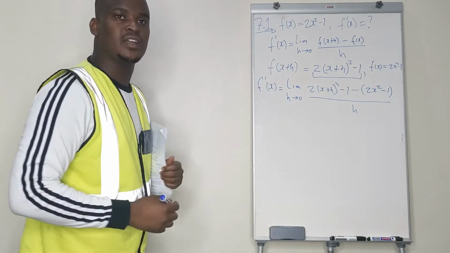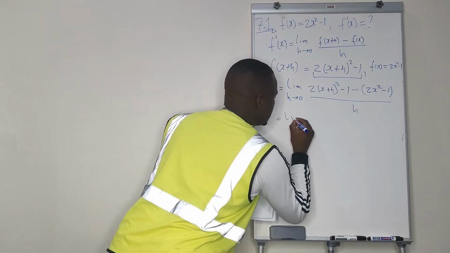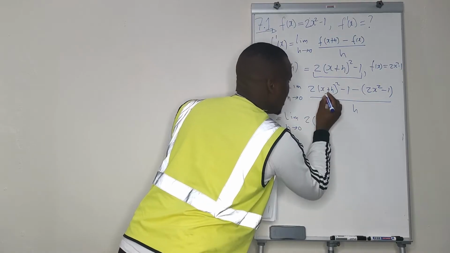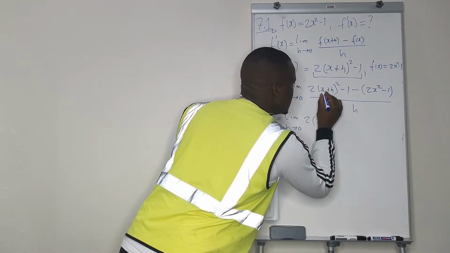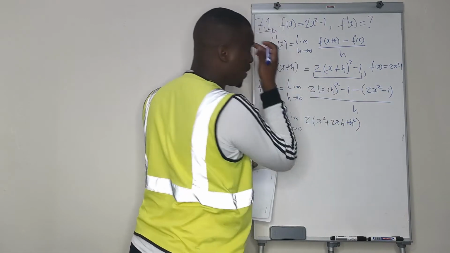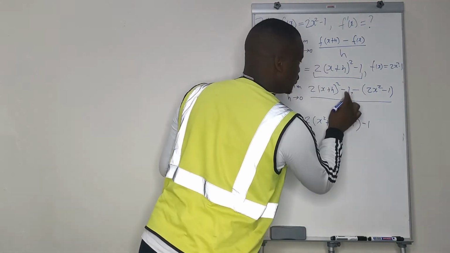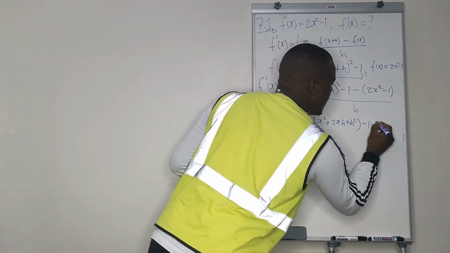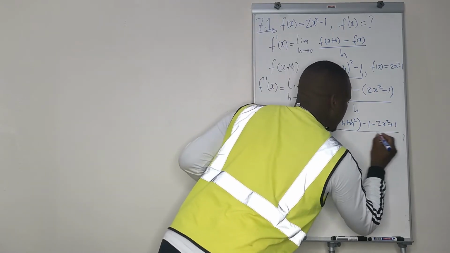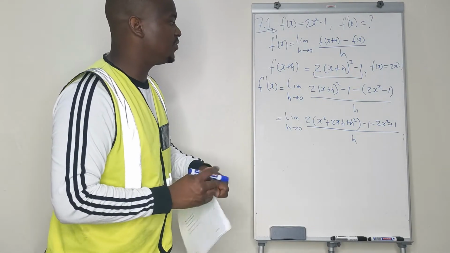So the next thing, you just simplify what you have here. So what do you have? You have the limit as h approaches 0 of 2 times x squared plus 2xh plus h squared, so you are expanding the bracket there, minus 1, minus 2x squared plus 1, all divided by h. At this point, it is straightforward. You have only simplified what you had there.